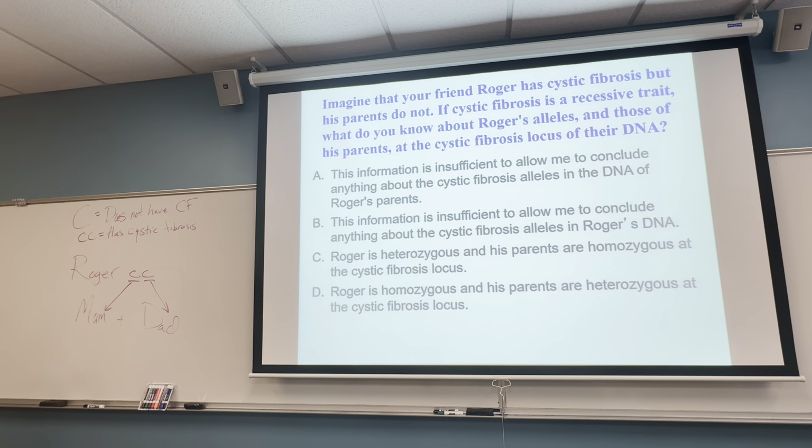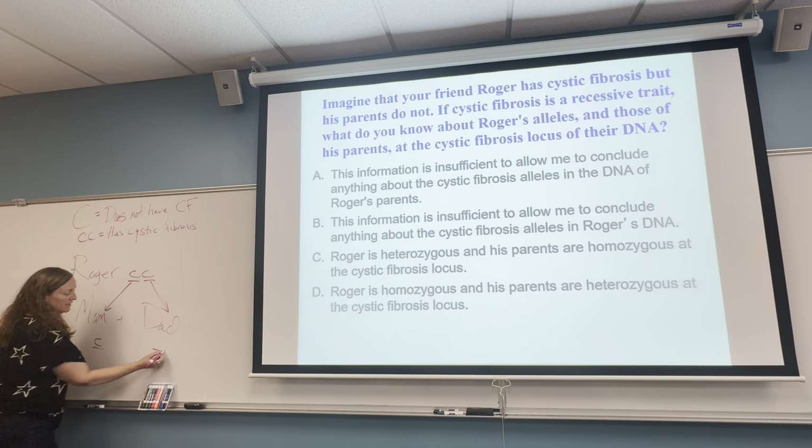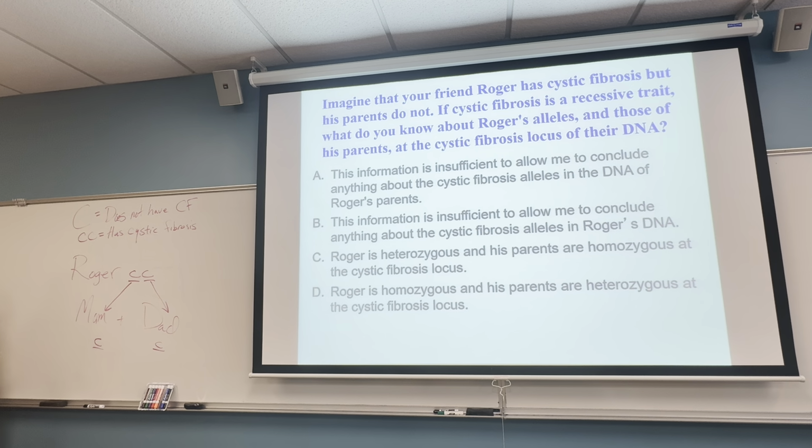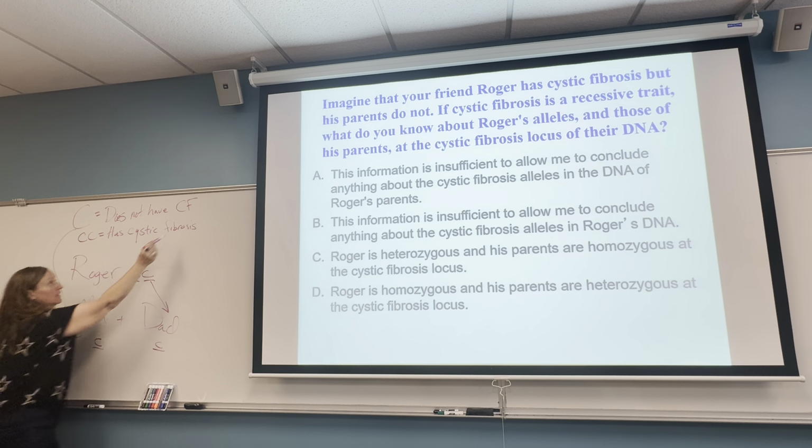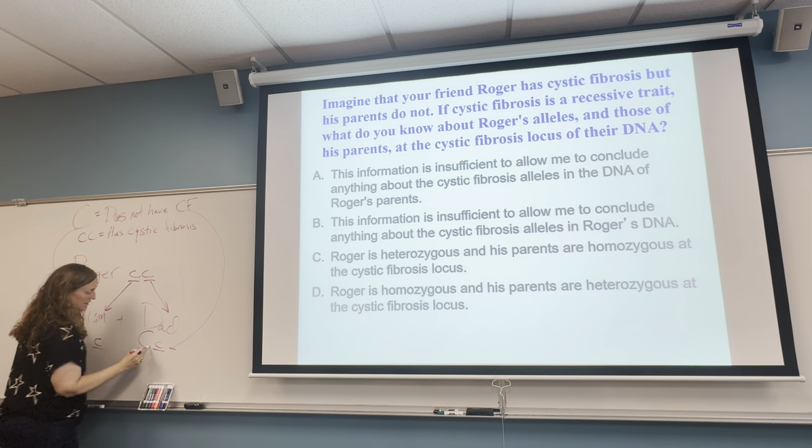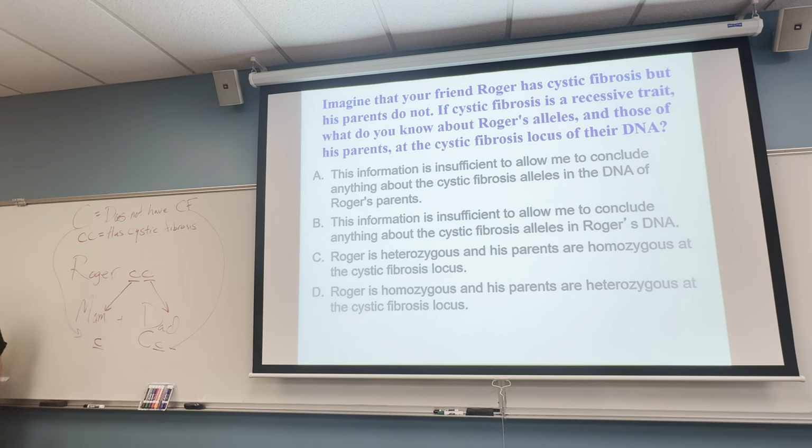It says Roger has cystic fibrosis, but his parents do not. So in order for his parents not to have cystic fibrosis, what must they have? Roger's parents, we know they have a little c, but they do not have cystic fibrosis. So then, just by thinking it through, we can see that Roger's parents are both heterozygous, or carriers, for the cystic fibrosis trait.